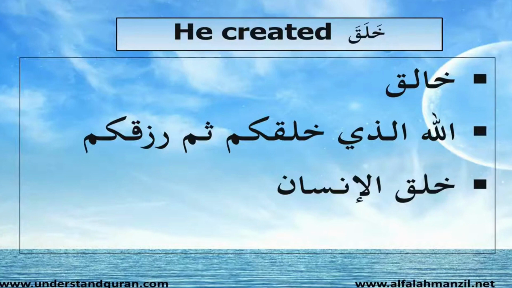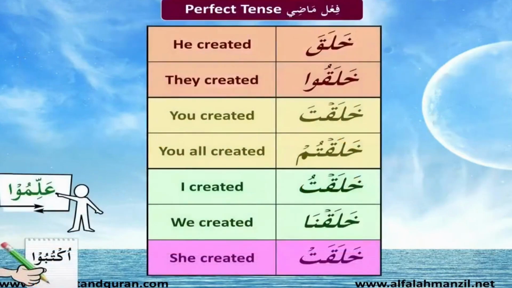Summa, which is then, razaqakum. He provided for you. Can you see the meaning of this? Allah is the one, Allazi, the who, khalaqakum, created you all, and then He fed you all or provided for you all. Right? Khalaqal insan, created the mankind or created the man. Yes? Okay. Khalaqa, khalaqu, khalaqta, khalaqtum, khalaqtu, khalaqna, khalaqat. Got it? Okay.